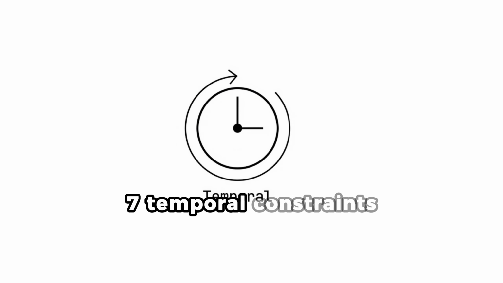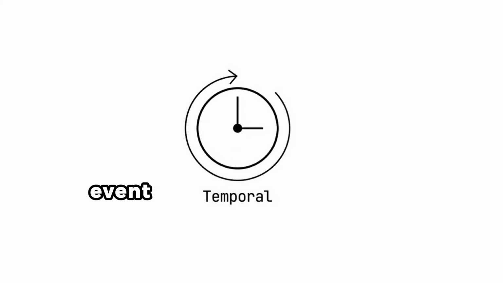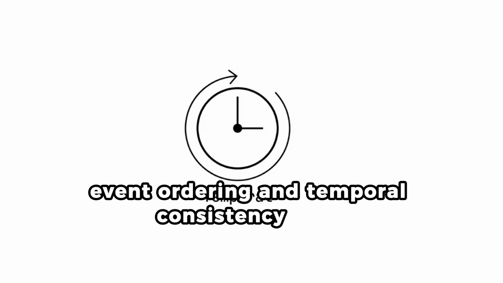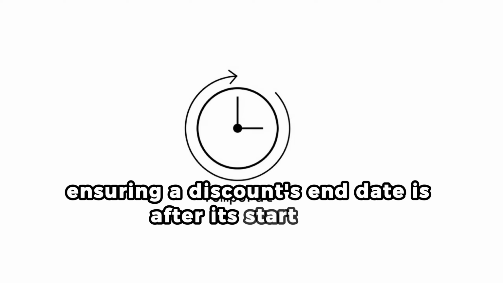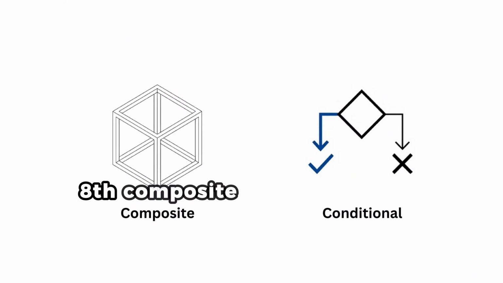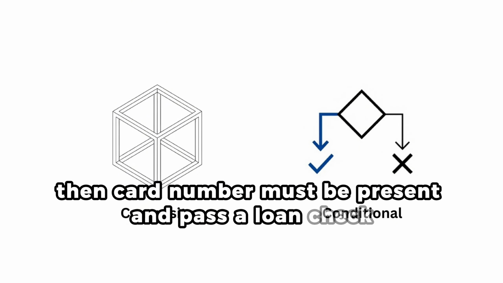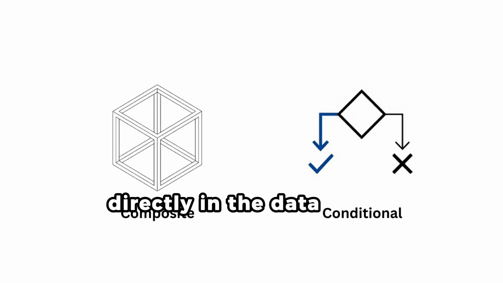Seventh, temporal constraints. Time-related constraints include validity intervals, event ordering, and temporal consistency rules. Examples include ensuring a discount's end date is after its start date, or that a revision timestamp is monotonic. Eighth, composite and conditional constraints. These combine multiple fields or apply only under certain conditions. If payment method is card, then card number must be present and pass a Luhn check. Conditional constraints capture richer business logic directly in the data model.